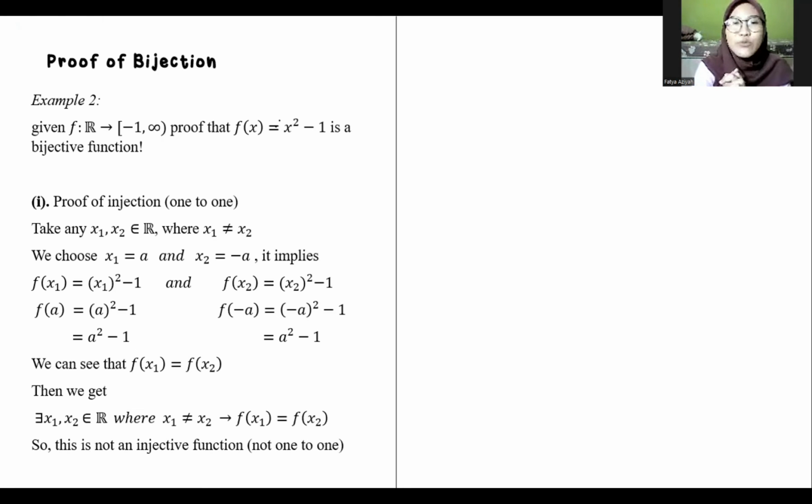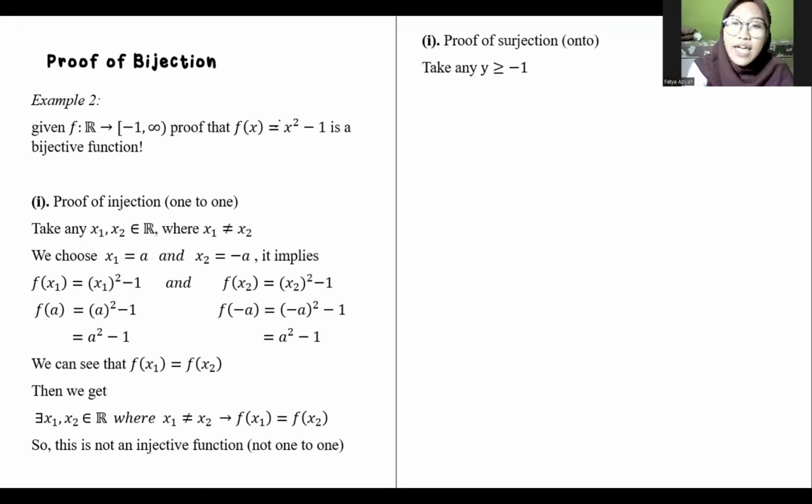We can actually just stop here and conclude that this is not a bijective function, because injection is required. So this is not a bijective function. But if we also want to learn how to prove the surjective function, we're going to continue the proof. So the second one is proof of surjection. I'm sorry again, that is actually the second step.